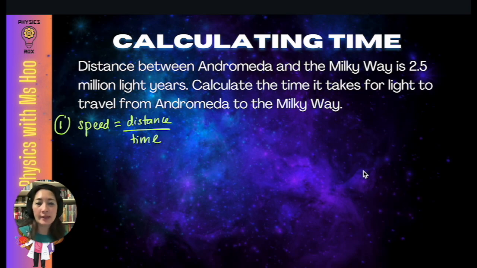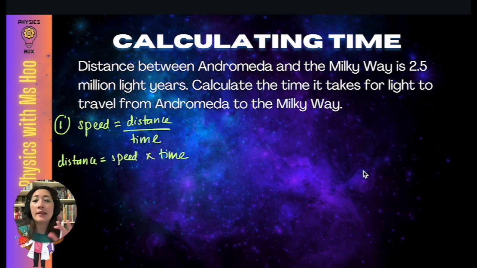So how do we get the distance? The distance is basically speed times time. The speed in this case is the speed of light, so that would be 3 times 10 to the power of 8. The time in this case should be the time of 1 Earth year, because remember, 1 light year is the distance that light travels in 1 Earth year.